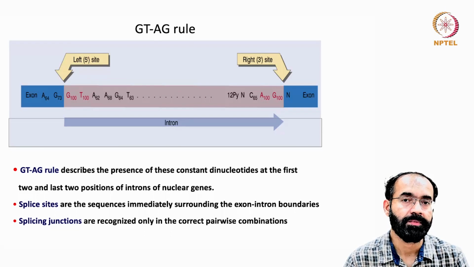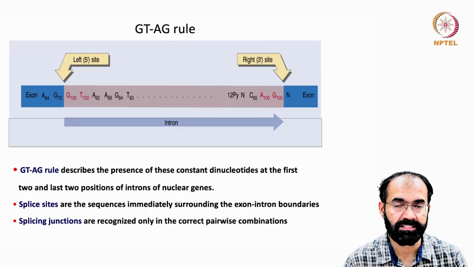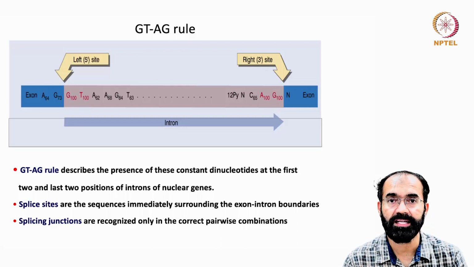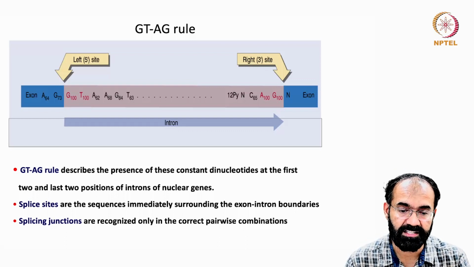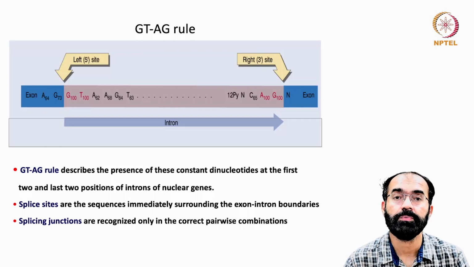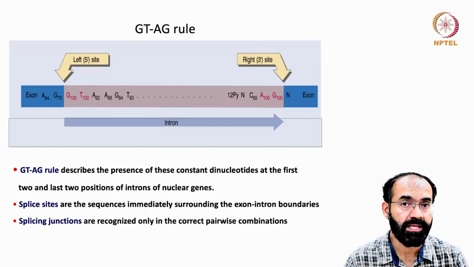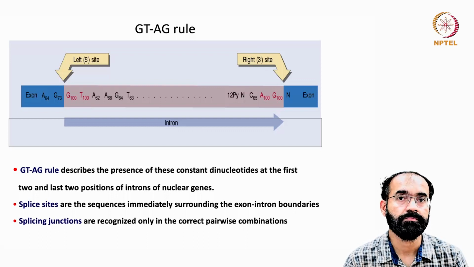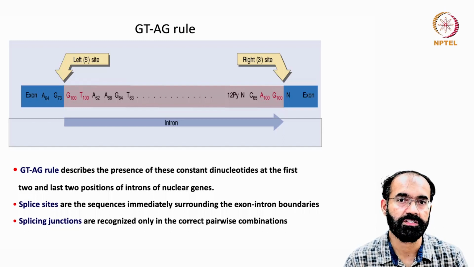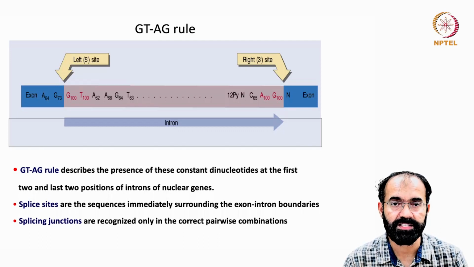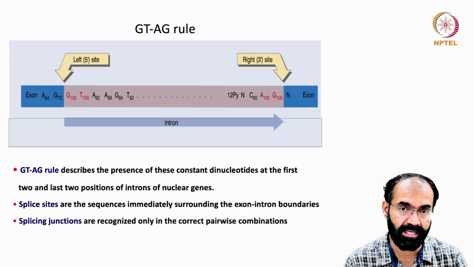But remember, as I told you in the previous class, the branch point A is the one which participates in the first trans-esterification reaction onto the 3' end of the first exon, or the 3' end of the 5' exon. So 5' is a relative term which we are using. 5' basically means, when you are looking at the screen, towards the left, the extreme end of the exon, where the first trans-esterification reaction is initiated by the A.